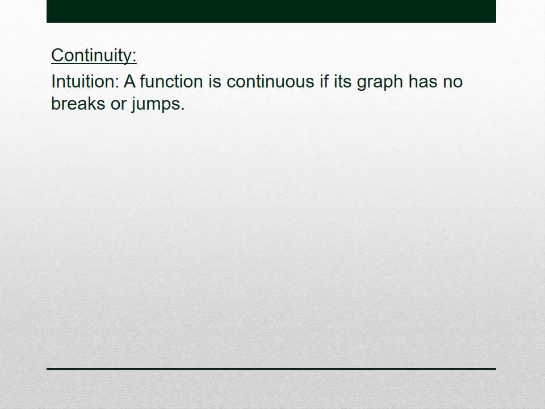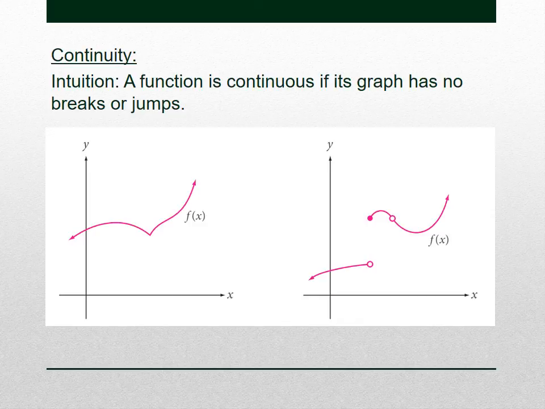So continuity, what is it? Intuitively, we say that a function is continuous if its graph has no breaks or jumps or gaps or anything like that. So our example here on the left is an example of a continuous function. It's nice. There's no gaps. You could draw it without lifting your pencil off the paper.